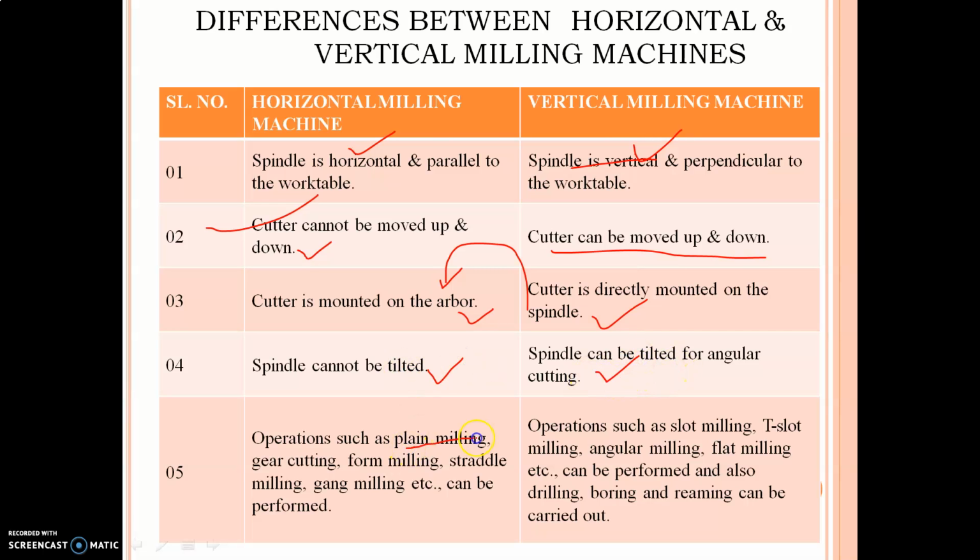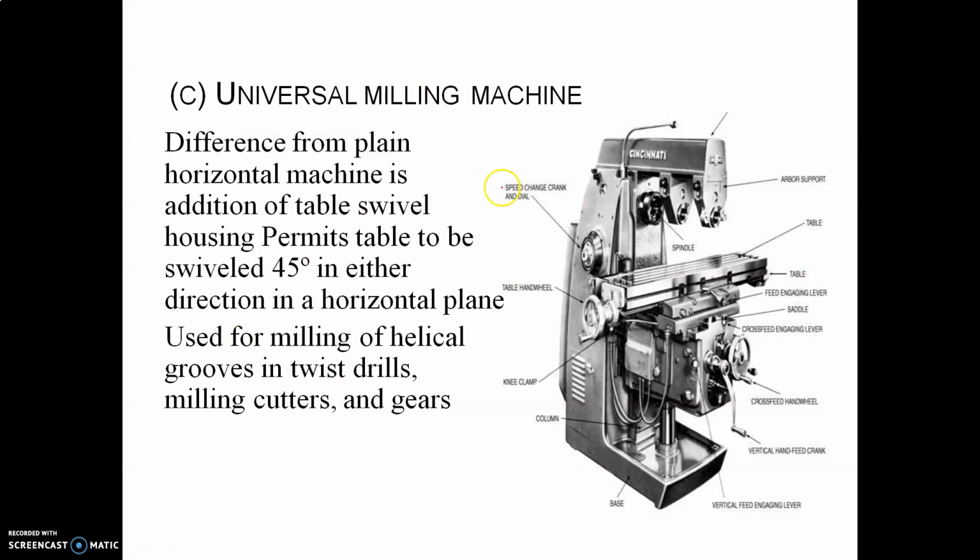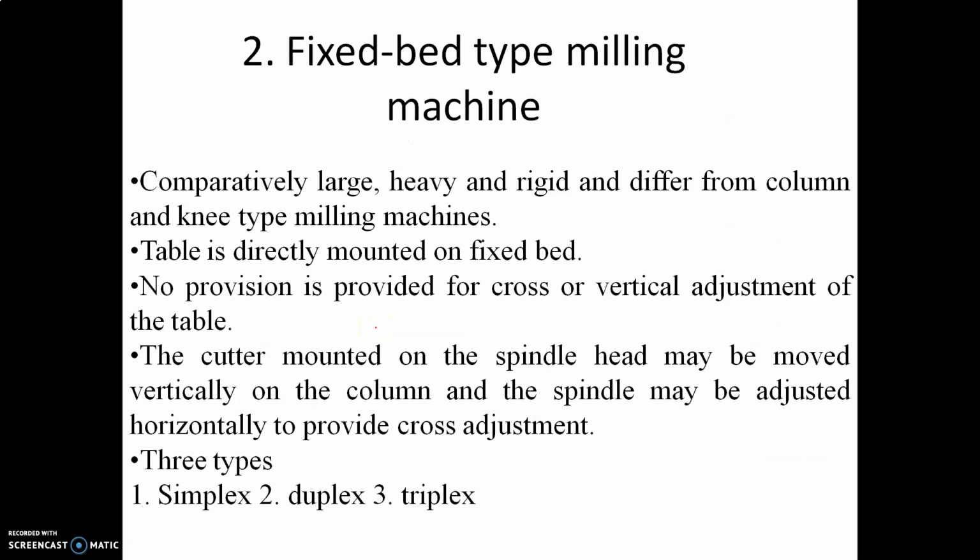Some operations such as plane milling, gear cutting, form milling, operations such as slot milling, T-slot milling, angular milling, and flat milling can be performed very easily. So universal milling machine, I think universal milling is a combination of both vertical and horizontal milling machine. Difference from plain horizontal milling machine, addition table swivel housing permits table 45 degree in either direction horizontal plane used for milling. Fixed bed type milling.